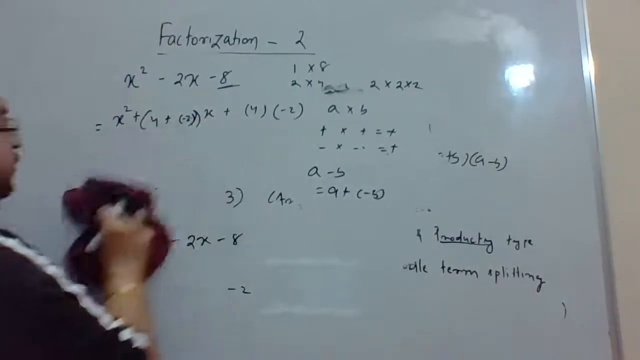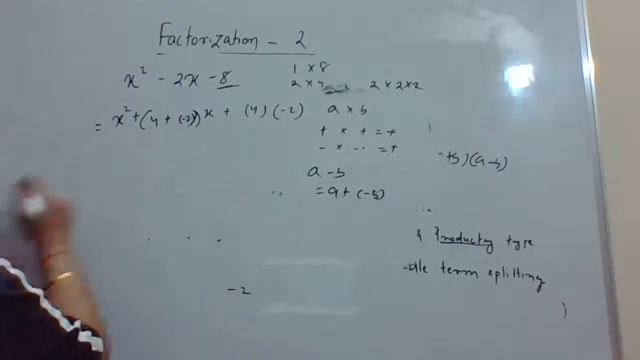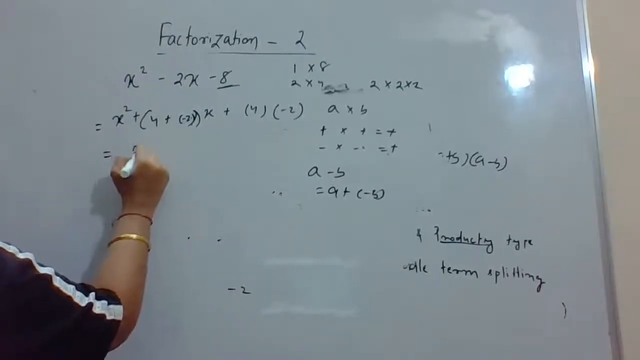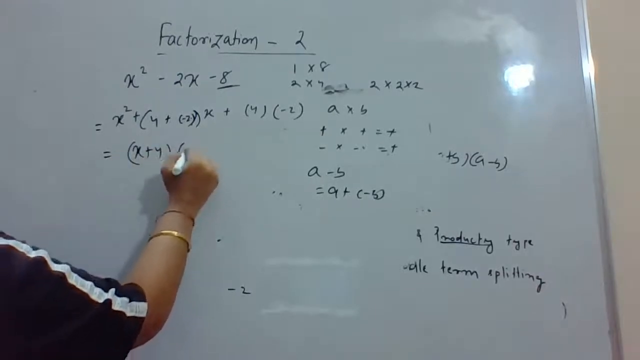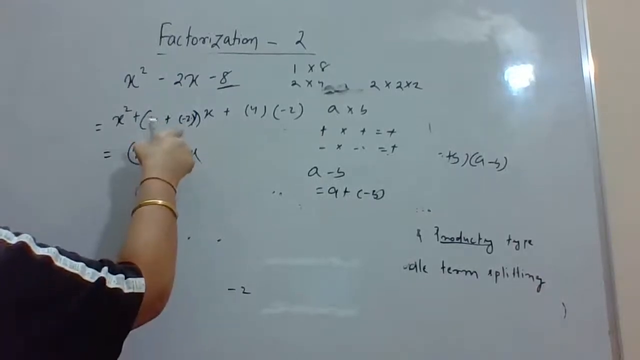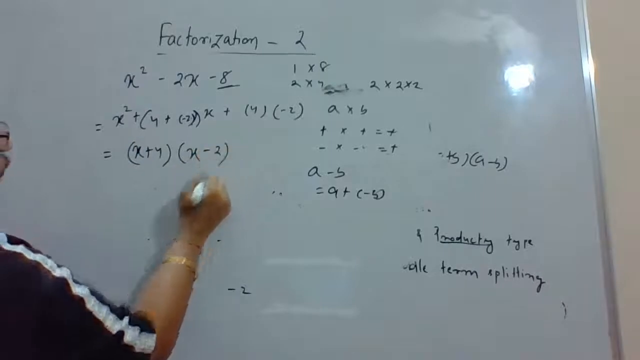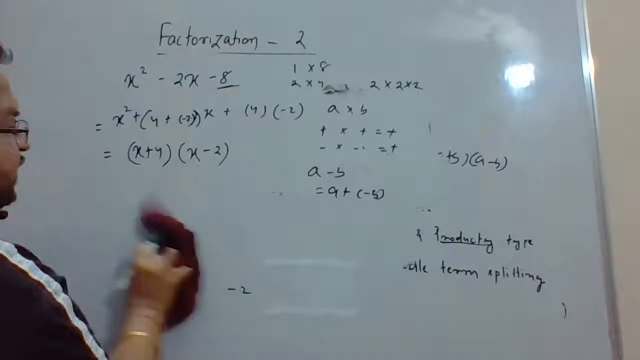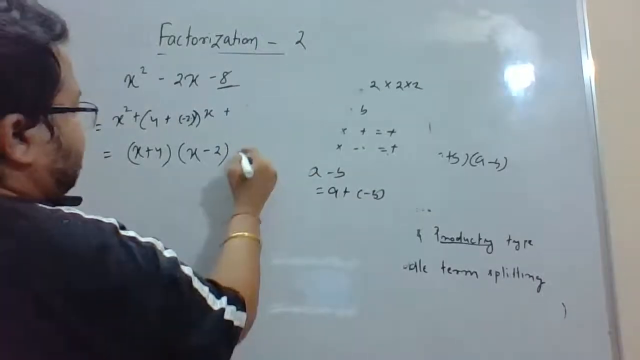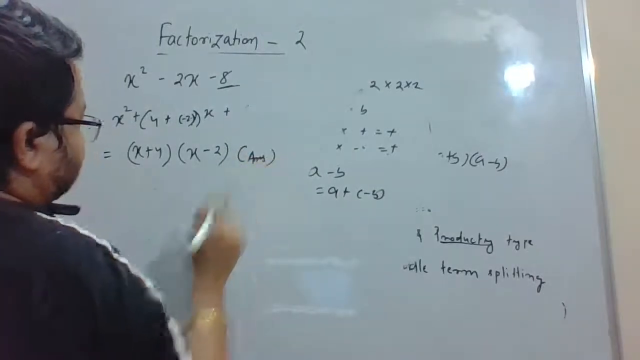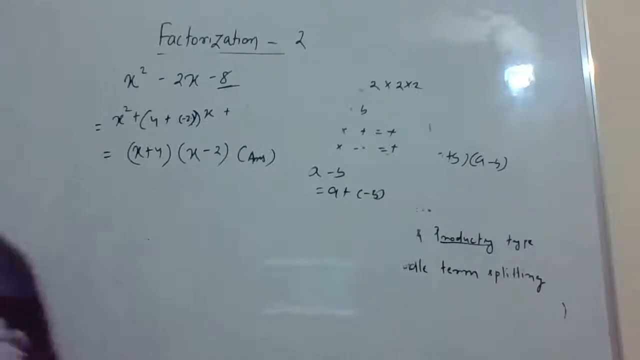Okay, so if I'm expressing it like this, now I can obviously write this as x plus 4 into x, and what is the value of b? That is minus 2. So x minus 2. So this is the answer: (x plus 4) into (x minus 2). That becomes your answer, right? So pretty easy. You can just quickly go through it, and then I'll write the next practice problem on the board.